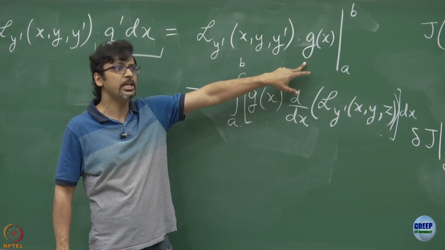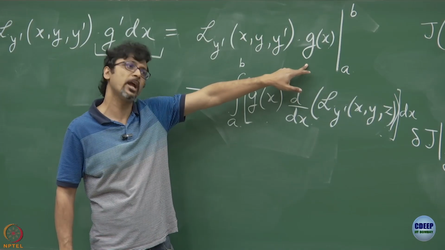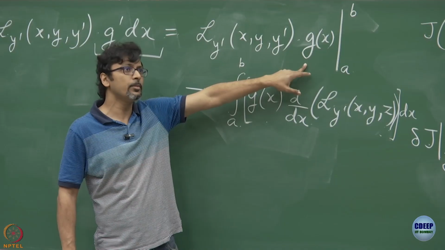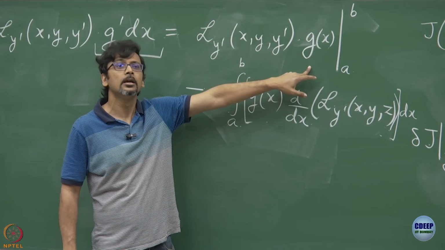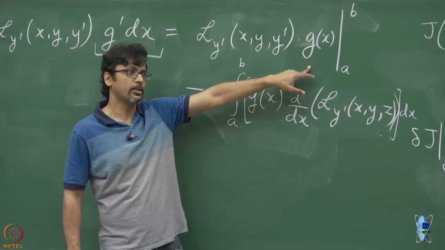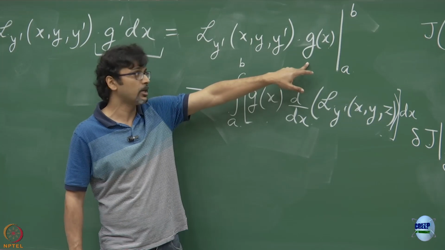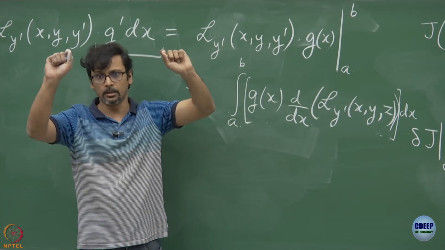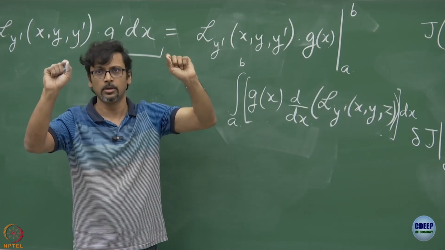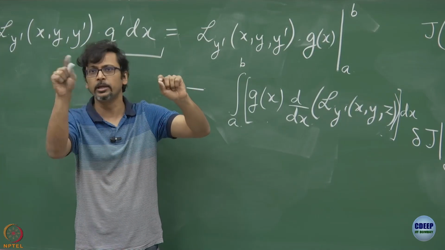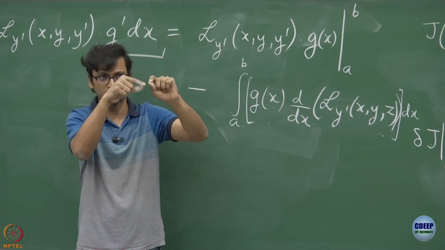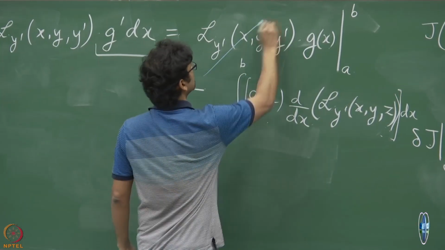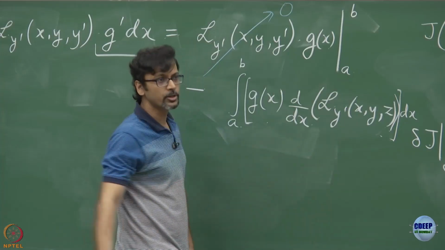The source is that g is some perturbation added to f or y. And at the terminal points, that is at a and b, the perturbed curve and the actual curve must agree. So therefore, the perturbation must vanish at the terminal points, because at the terminal points the curves are precisely known. In between, you have the flexibility to play around with different families of curves in the neighborhood of the original optimal curve. So this part simply vanishes.